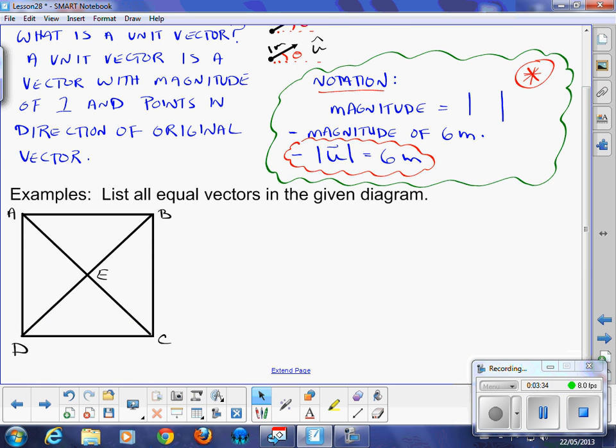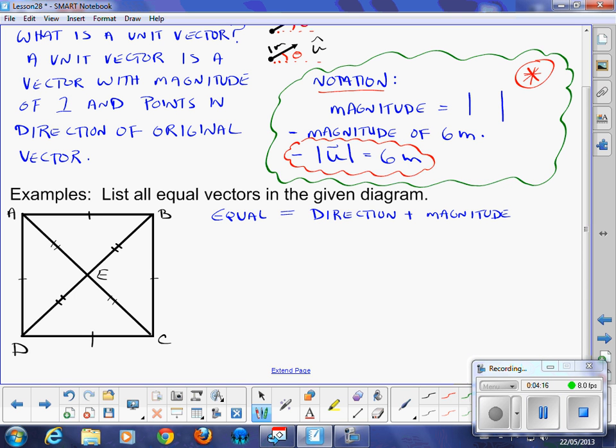Okay, some examples. List all equal vectors in the diagram. So equal vectors. So what does that mean? Equal is equal to direction plus magnitude. Very important that both of those are true. Okay? So we are assuming this is a square, so that means that those lengths are equal, and remember grade 9 math, when we did the diagonals in a square, those end up being the same length. So there are quite a few possibilities here for this answer.